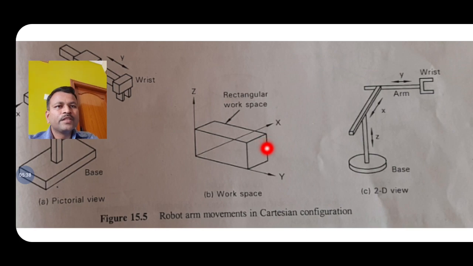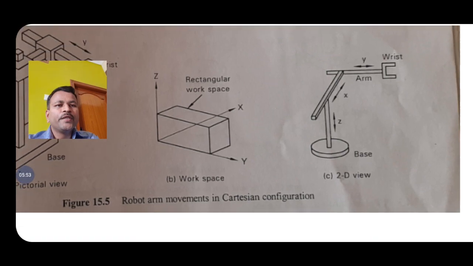So this is a rectangular workspace. Within this workspace, the robot arm is able to move. That is why we call it a rectilinear configuration. So this is a 2D view.